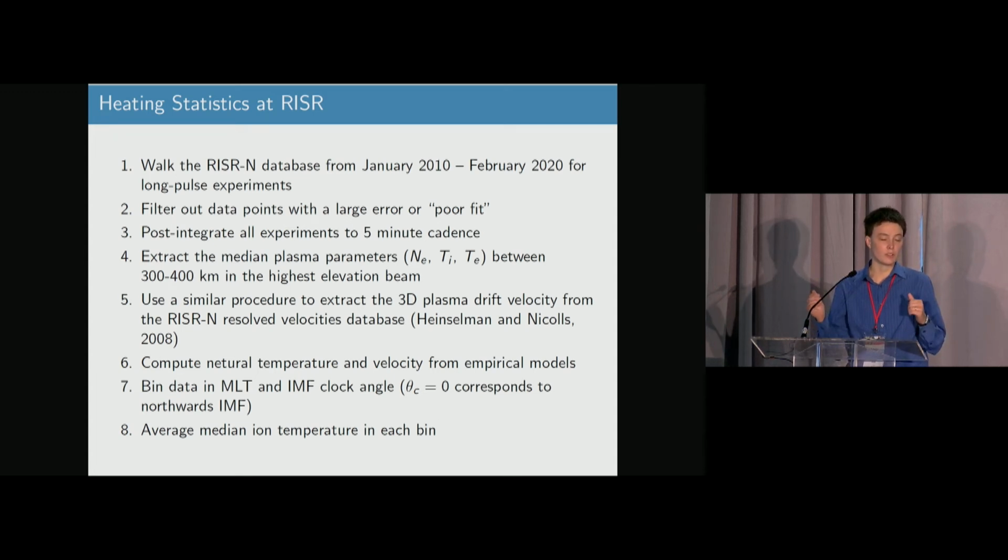We do something very similar to extract the 3D plasma drift velocities, which are derived from the line of sight drift velocities using the Heinselman and Nicolls algorithm that was published in 2008. I'm not going to go into detail about exactly what it is, but suffice to say, we do some nifty post-processing to the line of sight velocities and can extract a 3D vector of the E cross B drift velocity in the polar cap. Neutral temperatures and neutral velocities we're taking from empirical models, and then bin data, both in MLT and IMF clock angle, and average in each bin.